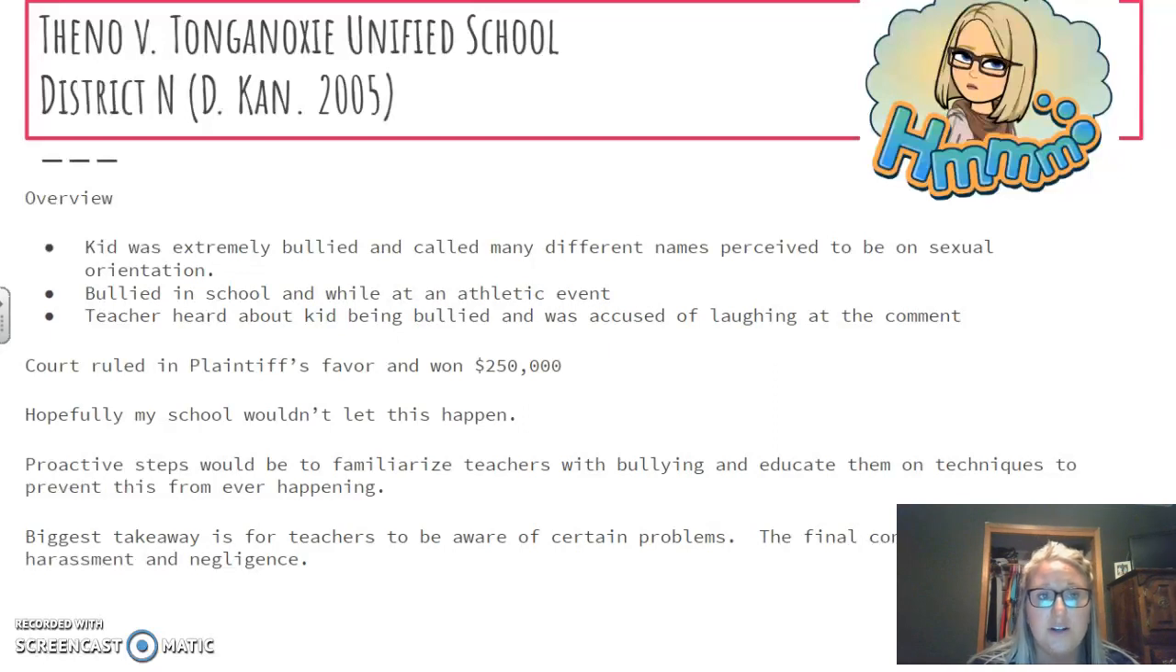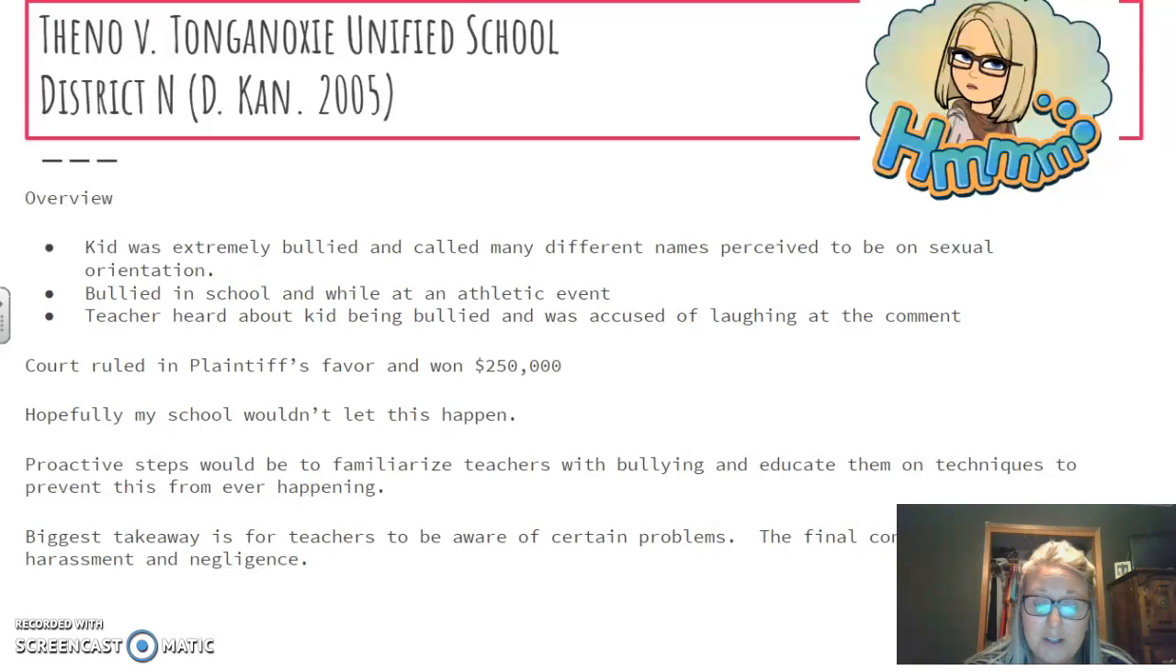The third one is Theno versus Tonganoxie Unified School District in Kansas. A kid was being extremely bullied and called many different names perceived to be based on sexual orientation. The student was being bullied in school and also at an athletic event. Another teacher overheard them and was accused of laughing at the comments that these bullies were saying. The court did rule in their favor, and they won $250,000.